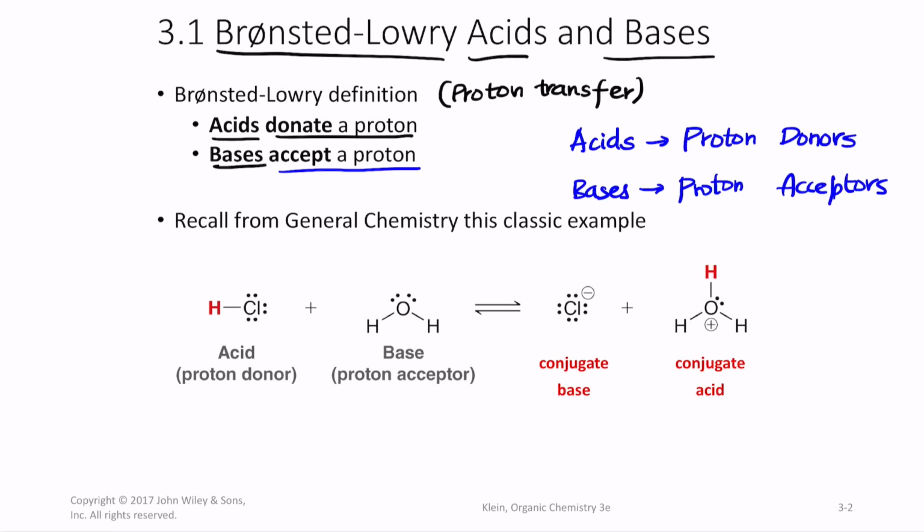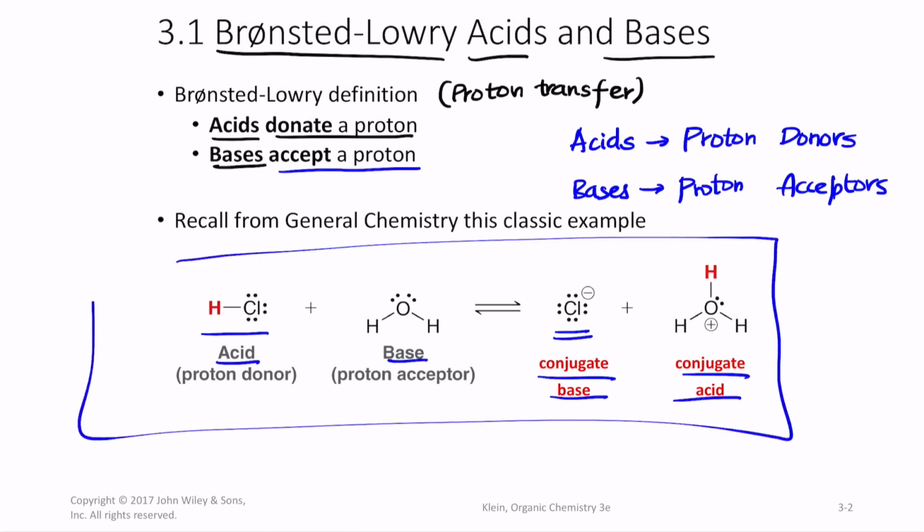If you remember from general chemistry, we talked about this before as well. The acid here is the proton donor, so it donates its proton to the base, here it's water, and releases it to form an anion and the conjugate acid. So the acid creates a conjugate base and the base creates a conjugate acid. So remember this topic of conjugate acid-base pairs.